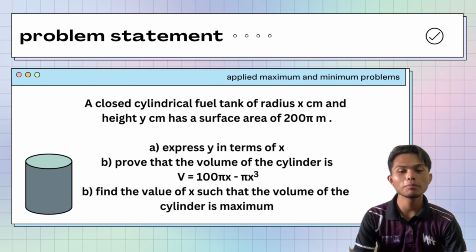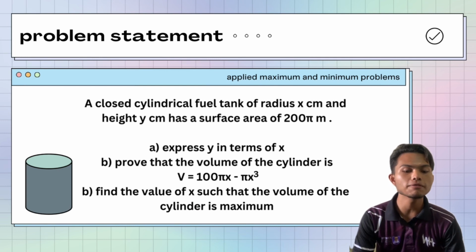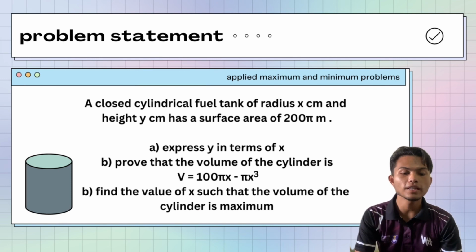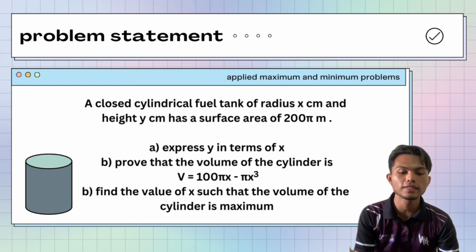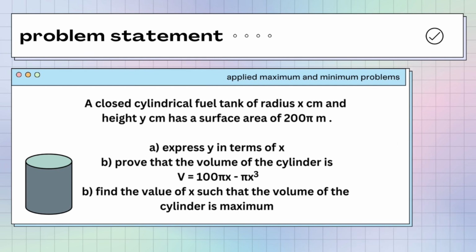And for the second problem, a closed cylindrical fuel tank of radius x cm and height y cm has a surface area of 200 pi. For question A, we need to express y in terms of x. For question B, we need to prove that the volume of the cylinder is V equals 100 pi x minus pi x cubed. And for question C, we need to find the value of x such that the volume of the cylinder is maximum.